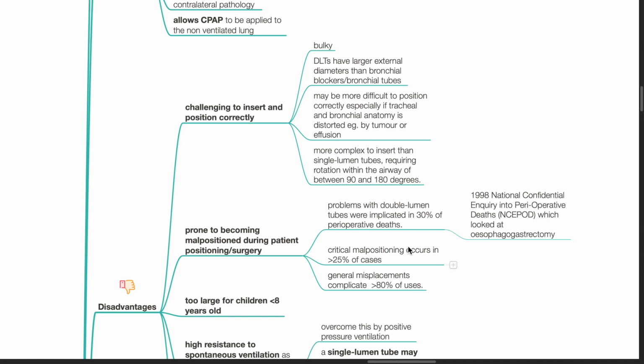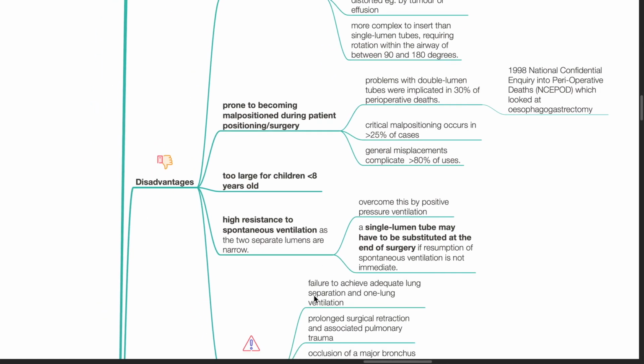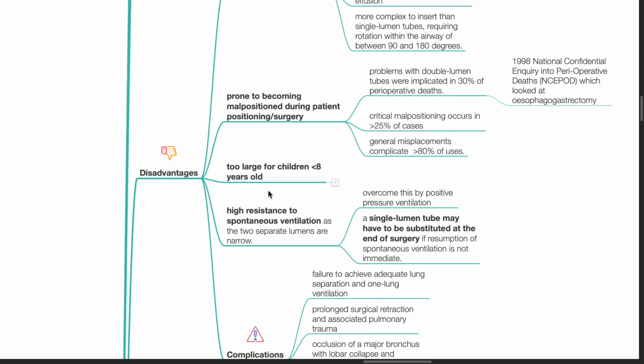Problems with double lumen tubes were implicated in 30% of perioperative deaths during the NCEPOD 1998. Critical malpositioning occurs in more than 25% of cases. General misplacements complicate more than 80% of users. DLTs are too large for children less than 8 years old. There is high resistance to spontaneous ventilation as the two separate lumens are narrow. Overcome this by positive pressure ventilation. A single lumen tube may have to be substituted at the end of surgery if resumption of spontaneous ventilation is not immediate.